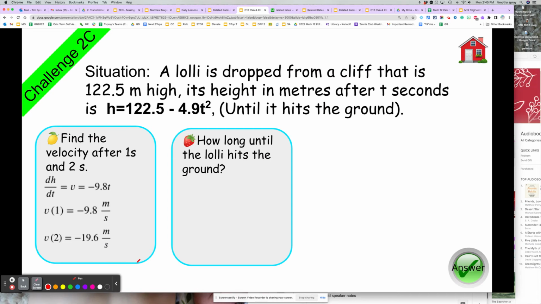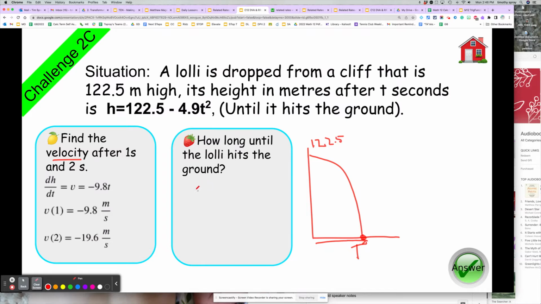Okay, how long until the lolly hits the ground? So let's think about this for a second. Drawing a picture would be helpful. So remember, it looks something like this, where this is time, and this is 122.5 way up there. And we're trying to figure out how much time has elapsed until this happens. And so do we need to take the derivative for this? Is there anything in here that's talking about speed? This says velocity, or if it had said how fast is it traveling. This is saying how long. This is time until it hits the ground.